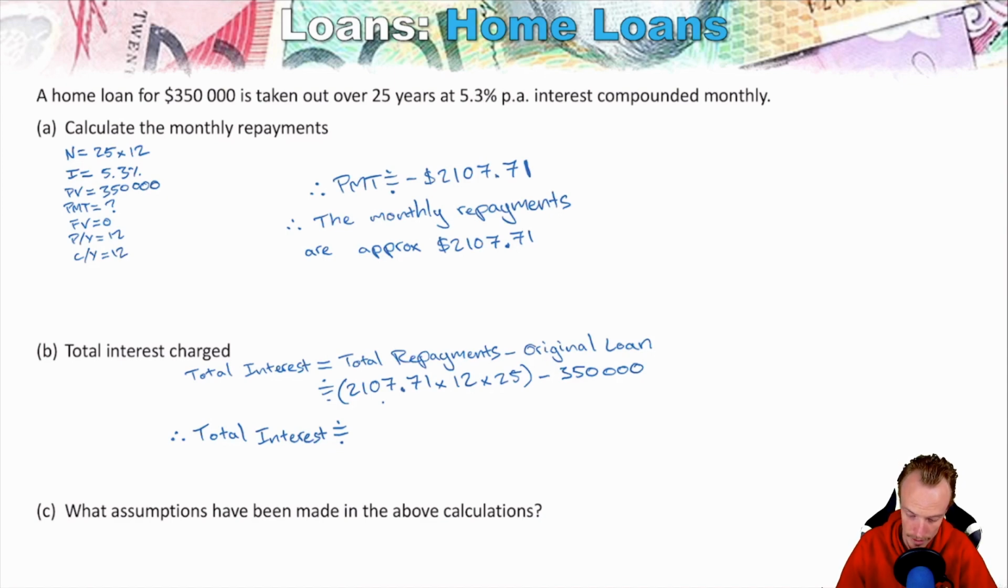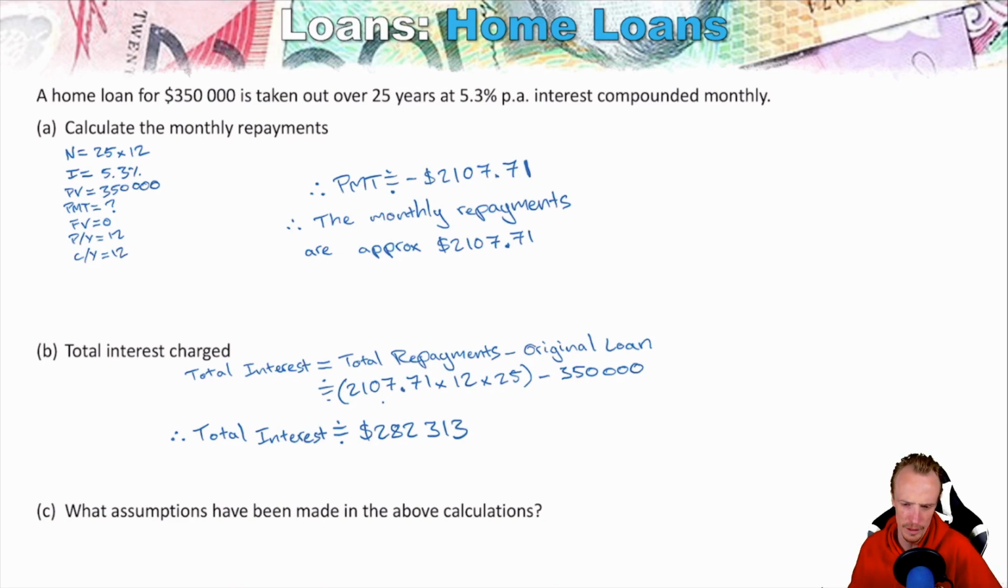So in this case, it's approximately $282,313. So that's essentially how we go about calculating the total interest when the interest rate remains constant.